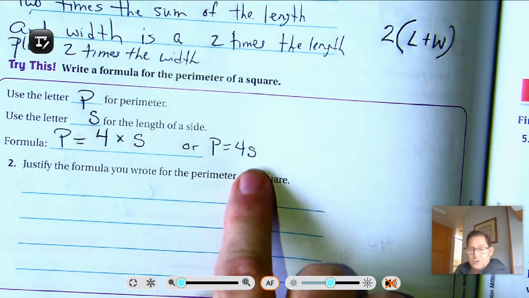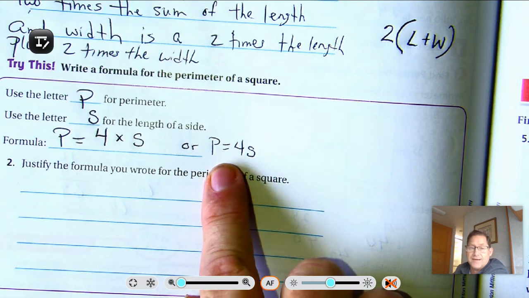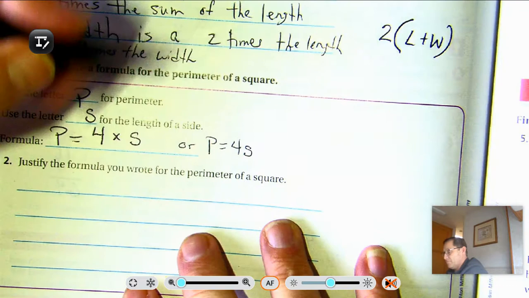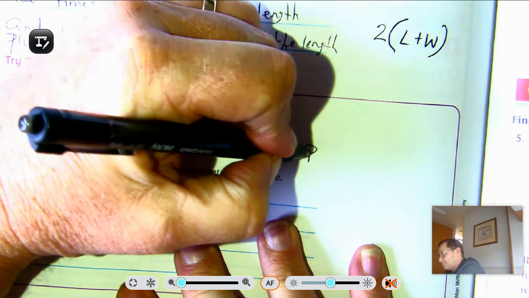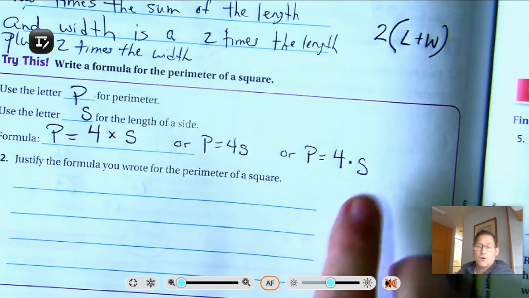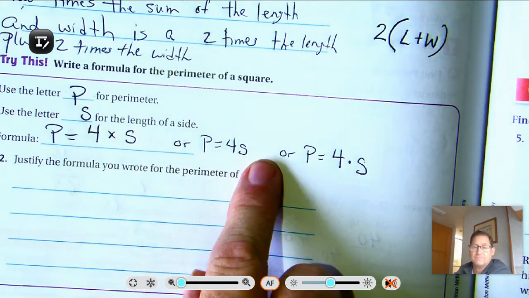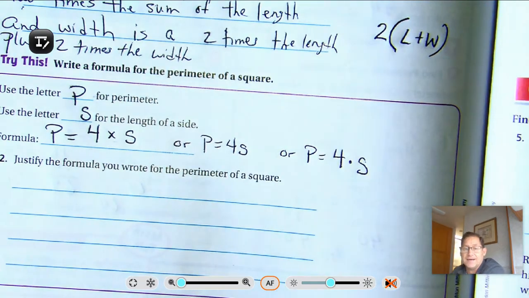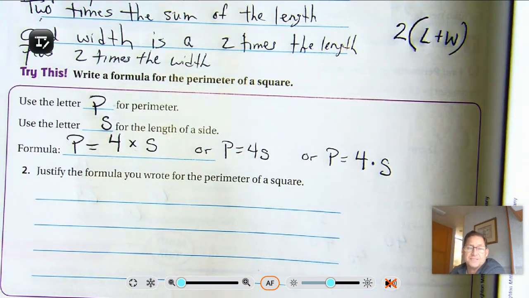Okay, when a letter is right next to a number, that means multiply. It could also be written with a dot. Okay, so all three of these mean the same thing. It means 4 times the length of the side. All right, number 2, justify the formula you wrote for the perimeter of a square.